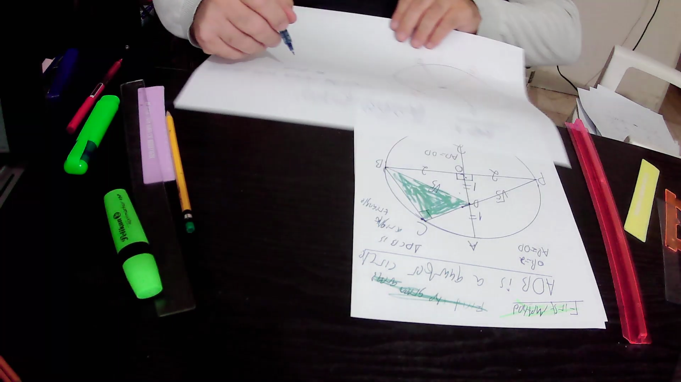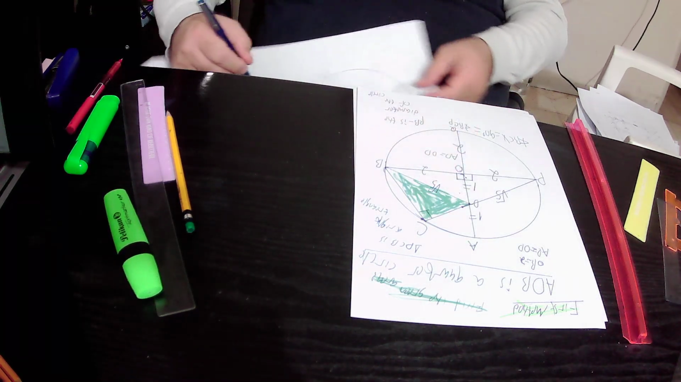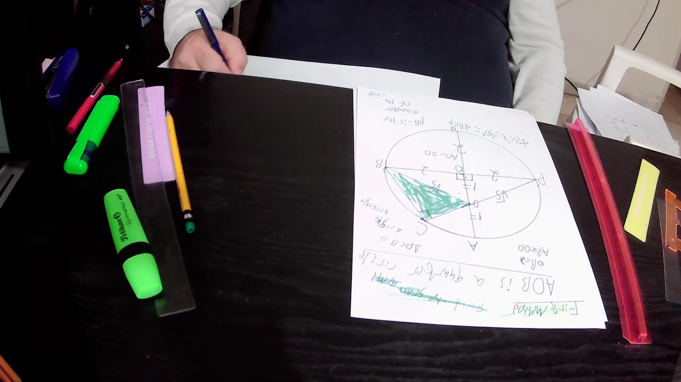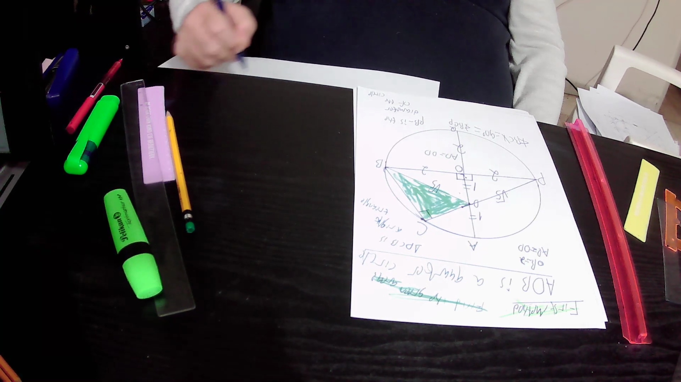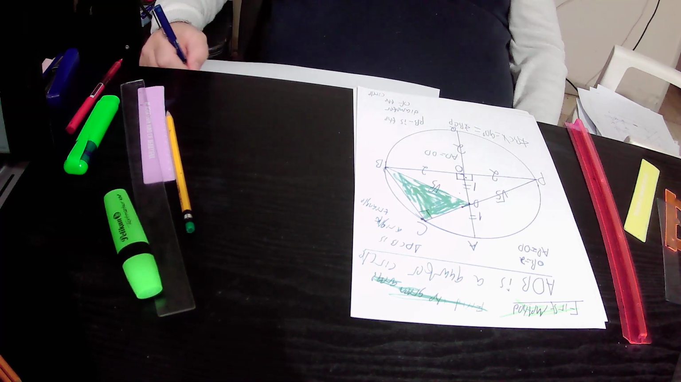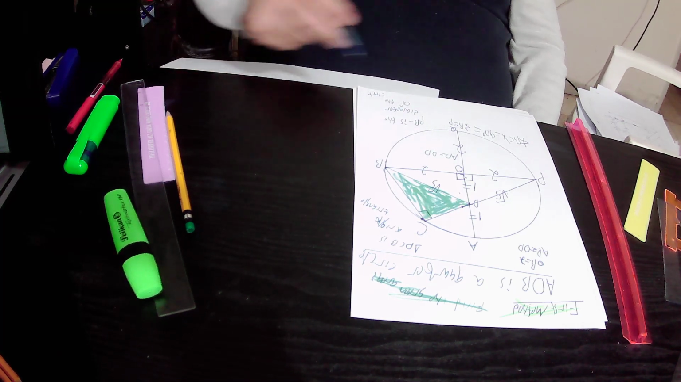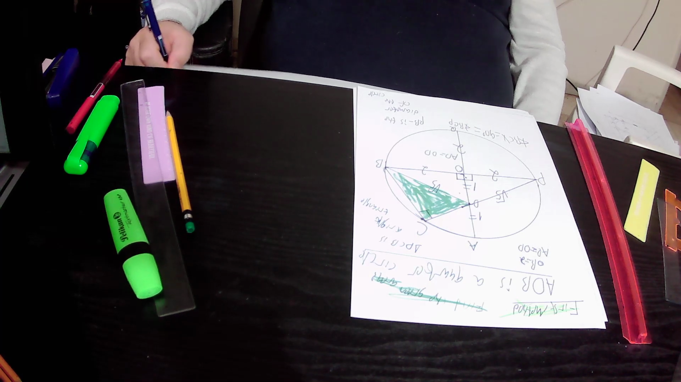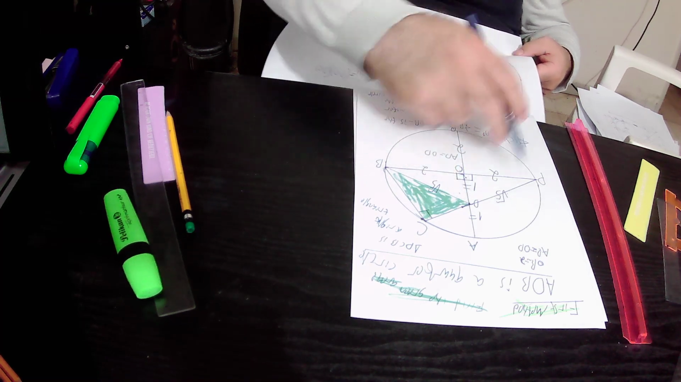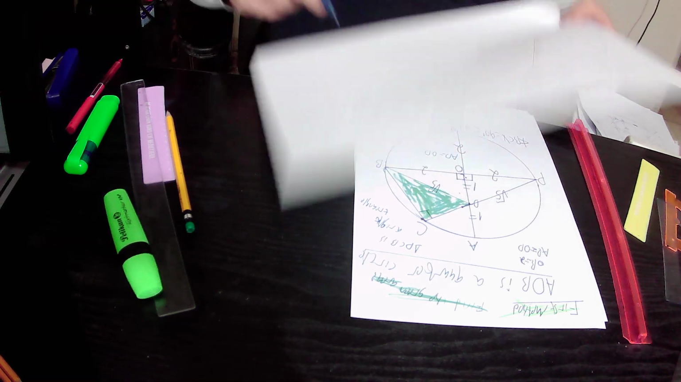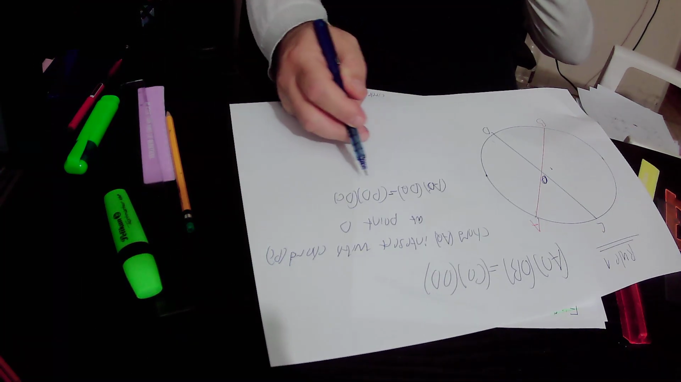Therefore, according to rule number 1, we will get that AD times DQ equals PD times DC. I'll repeat again: AD times DQ equals PD times DC.